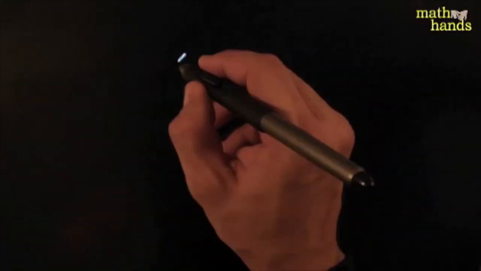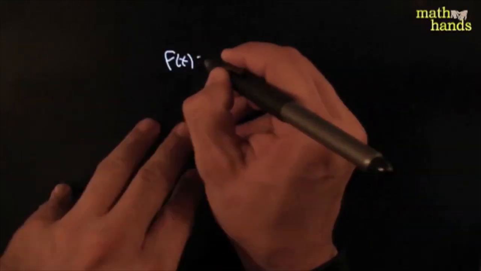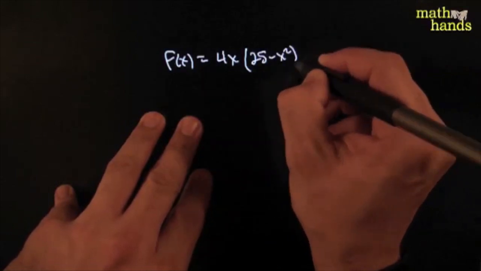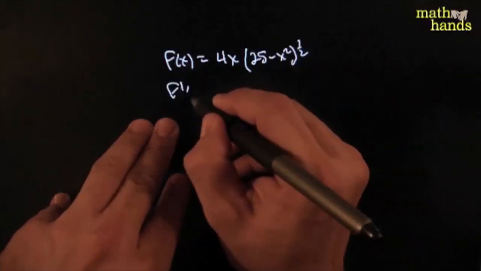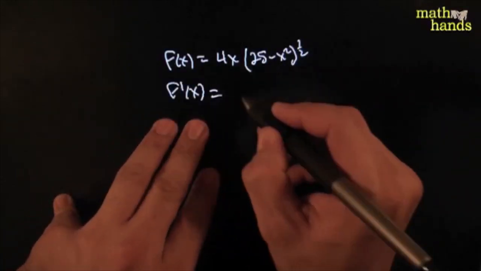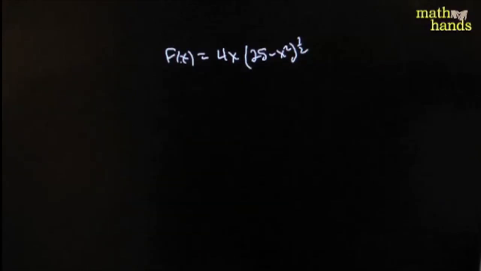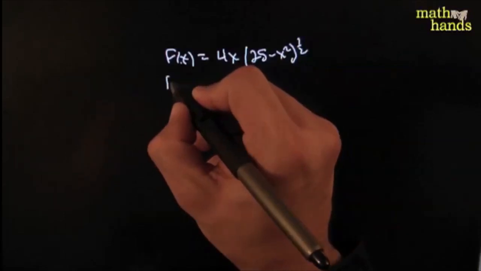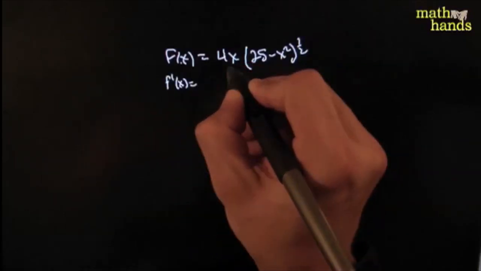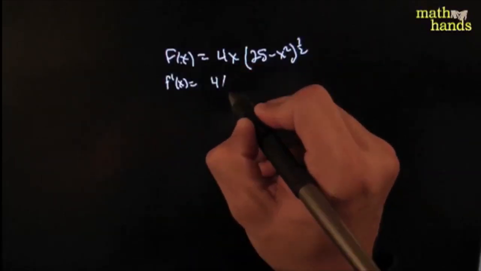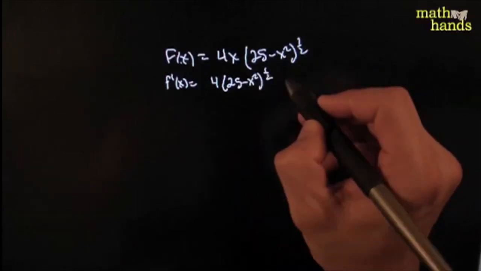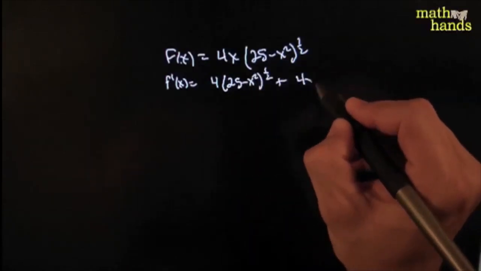Let's do it. So if I have f of x, which is equal to 4x times 25 minus x squared to the 1/2, how do you find the derivative? Well, you got to do a product rule here. Let's take the derivative of this very carefully. F prime of x will be the derivative of the first times the second, plus the first times the derivative of the second.